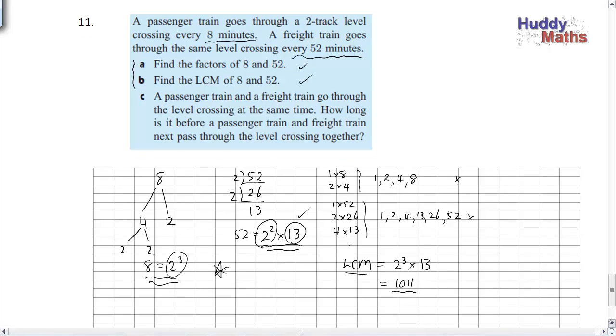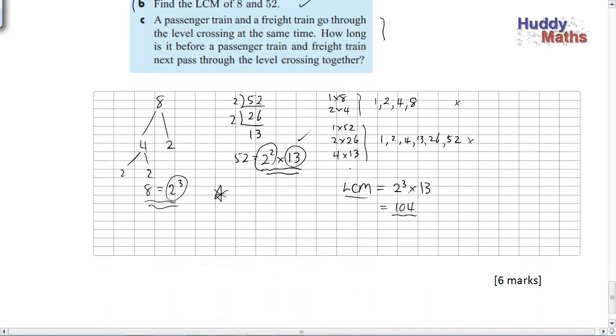Come down, and we've got to somehow answer this question. A passenger train and a freight train go through the level crossing at the same time. How long is it before a passenger train and freight train go through the level crossing together? So you could think of together as something in common. That's what that word means, shared or in common. So therefore, we want a common time between 8 and 52, or a common multiple. Okay, so it's 104 minutes is the last answer there.